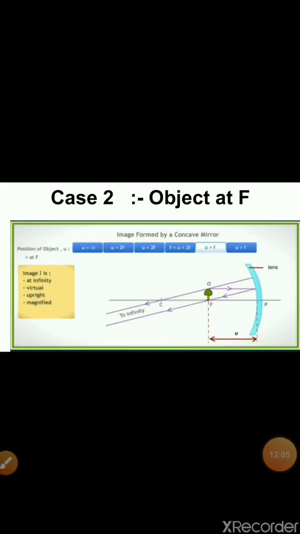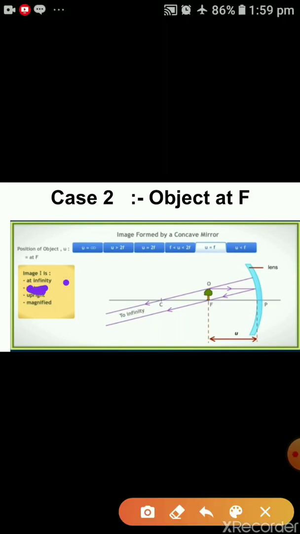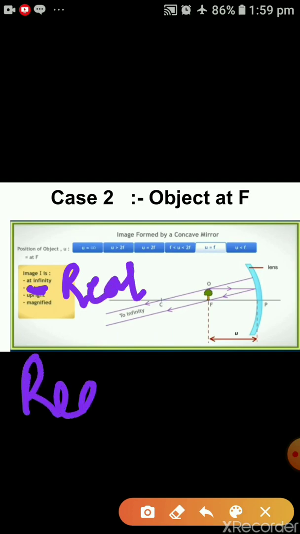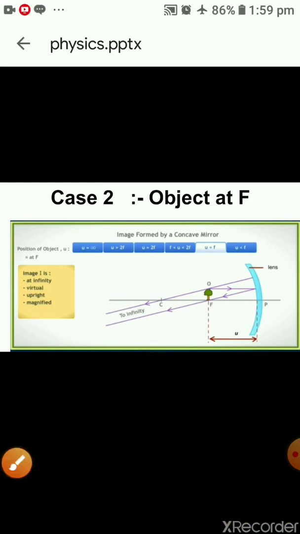Children, here it is wrong. Actually, the nature will not be virtual. The nature will be real. And with real it will be inverted, because our image is forming below the principal axis. It is forming below the principal axis. So what type of image will it be? Inverted image and real image. And the next thing is magnified. Magnified means the image which is formed here will be very large, and we write it as a magnified image.